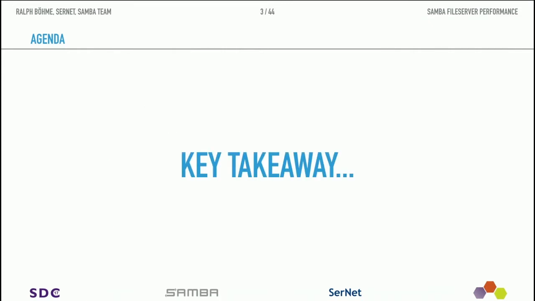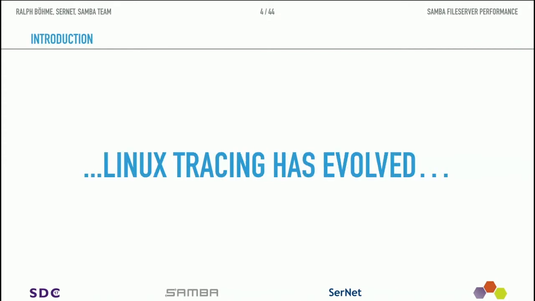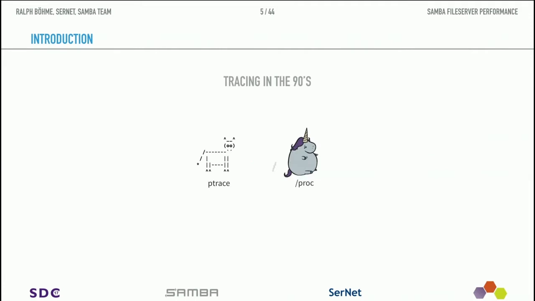And the key takeaway I want you to remember at the end of this talk is that Linux tracing has evolved. In the 90s, we had those poor guys there in the kernel, ptrace and proc. On top of ptrace, strace, the syscall tracer, is built, and proc provides all the top, vmstat, iostat and so forth tools. But that was essentially it.